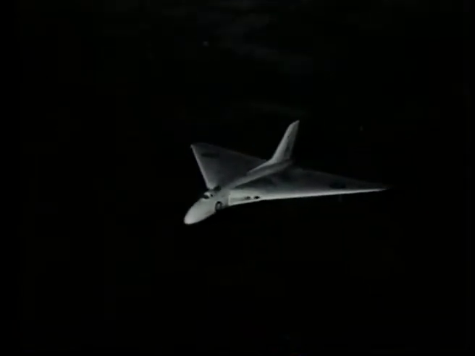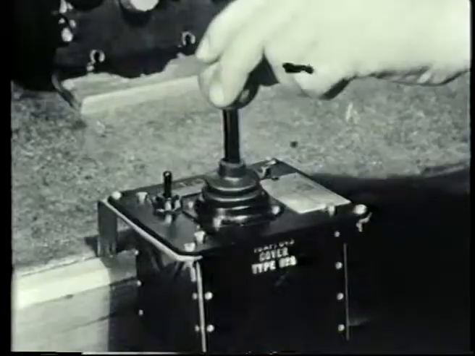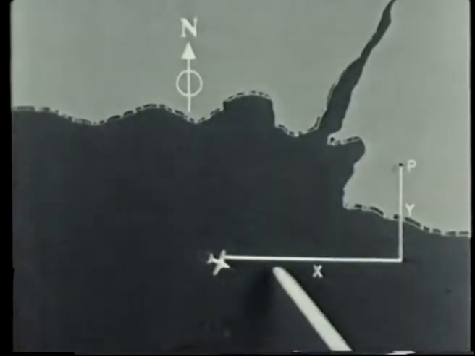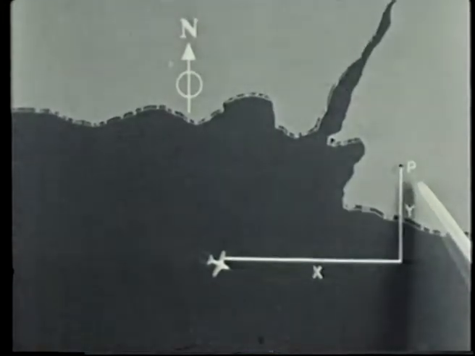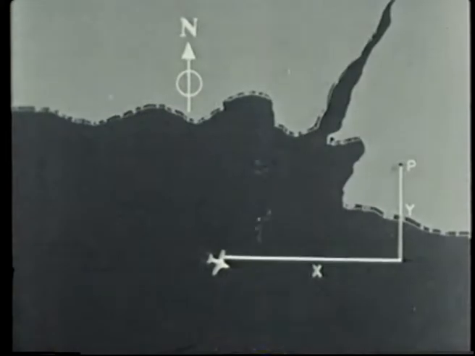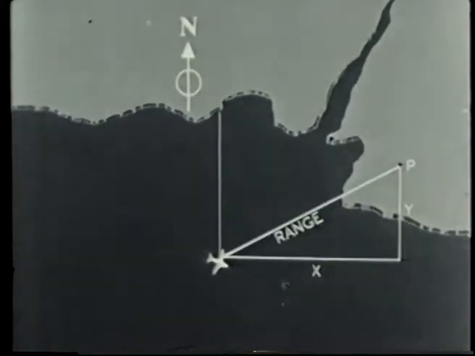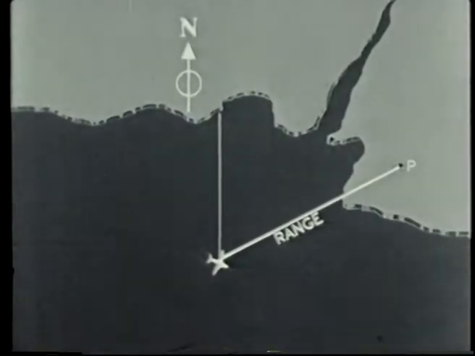Now let us suppose that the aircraft is momentarily fixed in space. When the operator moves the joystick, the coordinates x and y of plan range to some arbitrary point P are set up on the marker potentiometers. To convert the rectangular xy coordinates to range and bearing, or polar coordinates, another compounder is used.